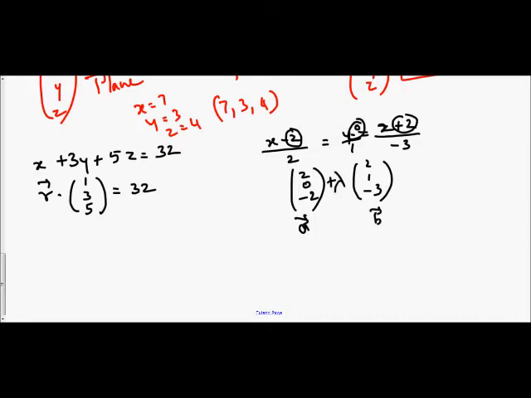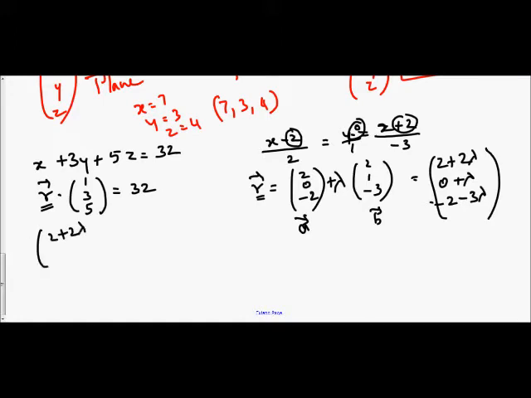So you need to put lambda and write this. You can write this as 2 plus 2 lambda, 0 plus lambda, minus 2 minus 3 lambda. So this is the r for the line. So substitute this r into this way, that is 2 plus 2 lambda. This is another way of finding the point of intersection, dot 1 3 5 equals 32.